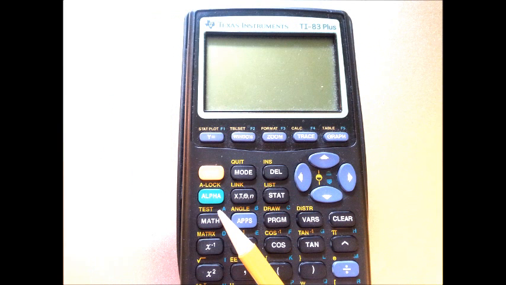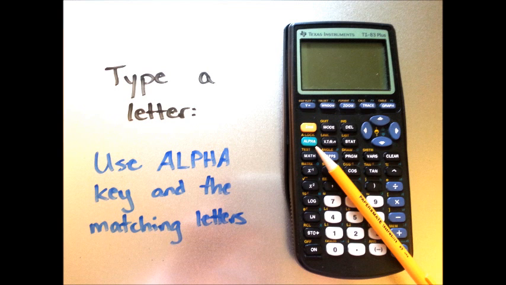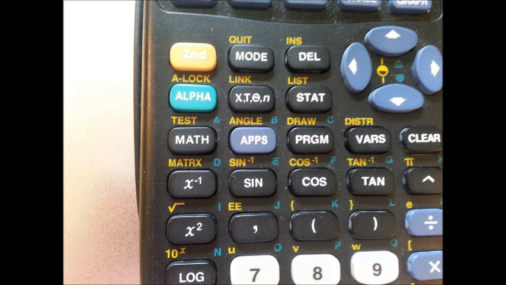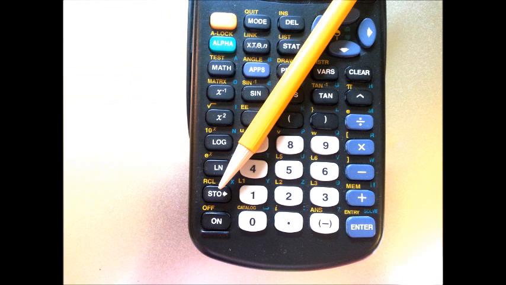The alpha key gives us another possibility. In order to type the letter, we're going to use the alpha key and then the matching letters. Notice on your keyboard there are a whole bunch of letters that are the same color as your alpha key.